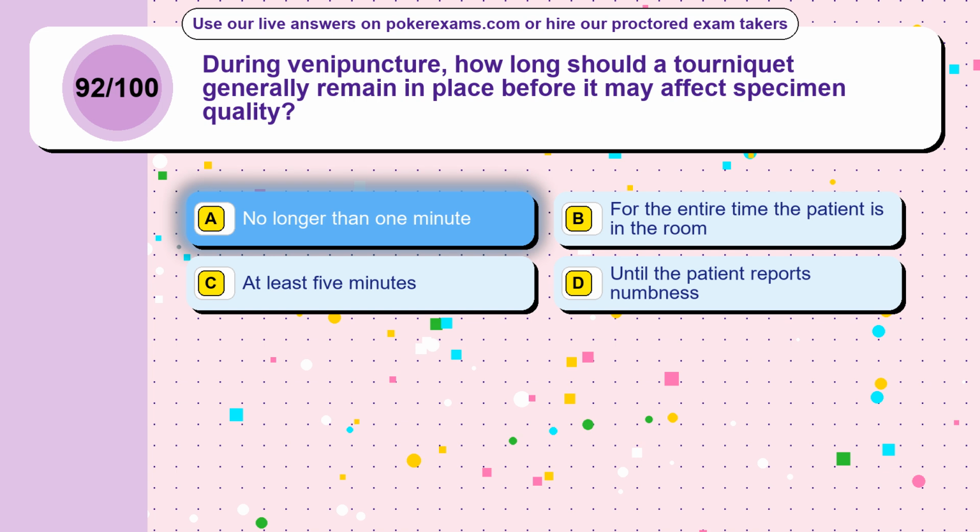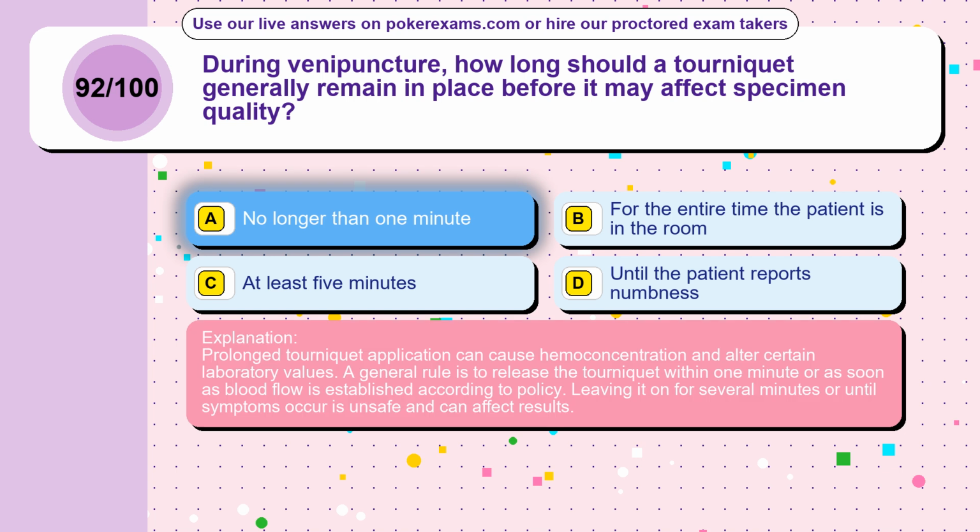The correct answer is option A. No longer than 1 minute. Prolonged tourniquet application can cause hemoconcentration and alter certain laboratory values. A general rule is to release the tourniquet within 1 minute or as soon as blood flow is established according to policy. Leaving it on for several minutes or until symptoms occur is unsafe and can affect results.